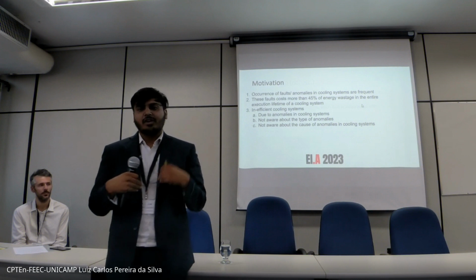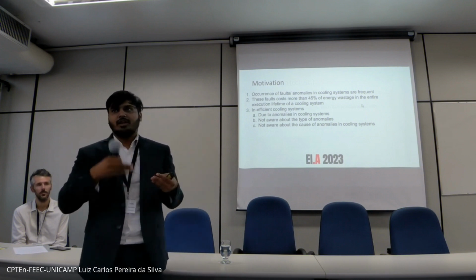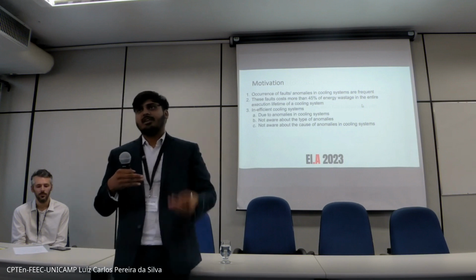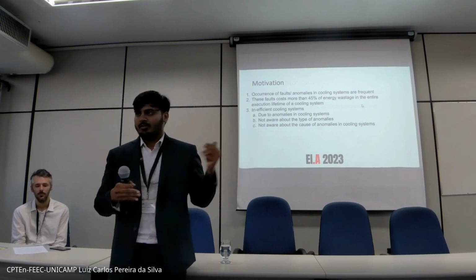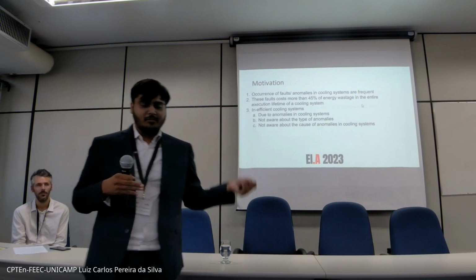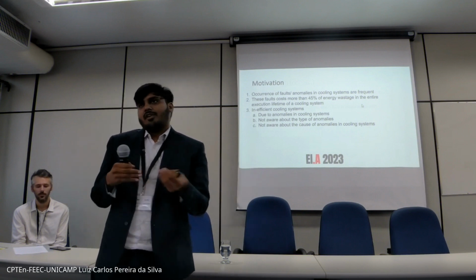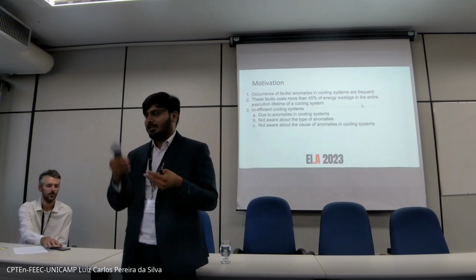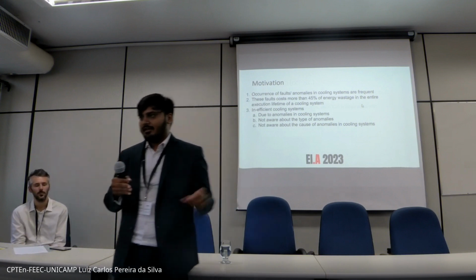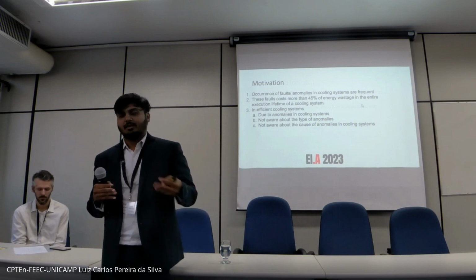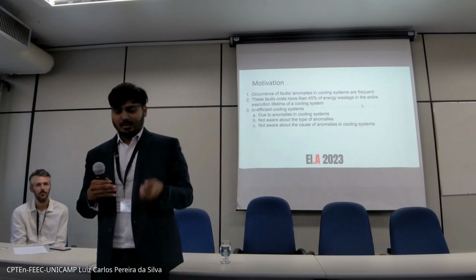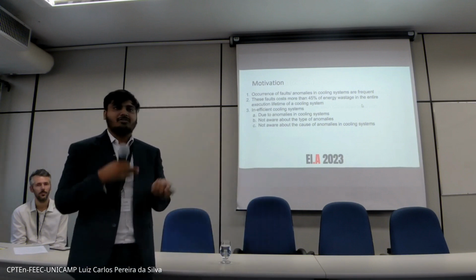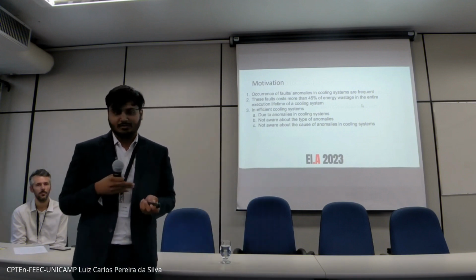Even if we know that there exists an anomaly, we are not aware of what type of anomaly it is. Is it a human-based anomaly or another category of anomaly, which we will discuss in further slides? And we are not aware of the cause of the anomaly. Based on some time series pattern detection we know that an anomaly exists, but we don't know its cause. These are the issues due to which we use inefficient cooling systems.